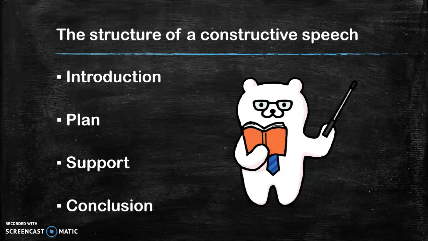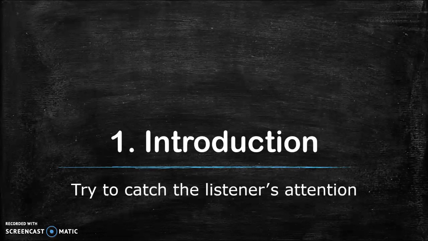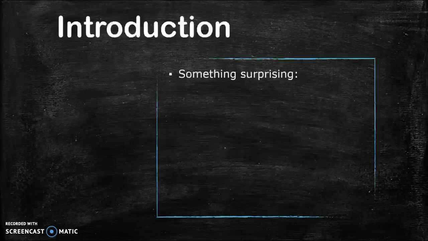Now let's talk about how to make a clear and convincing constructive speech, one that will help you win a debate. Do you remember the 4 parts in a constructive speech? The first one is the introduction. We use the introduction to catch the listener's attention. Try to think of something that has an effect on the listener, especially the most important listeners, the judges.